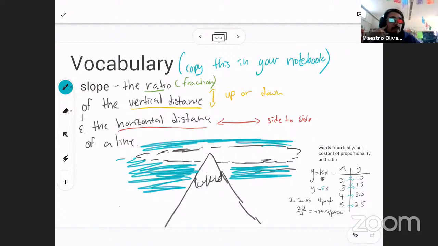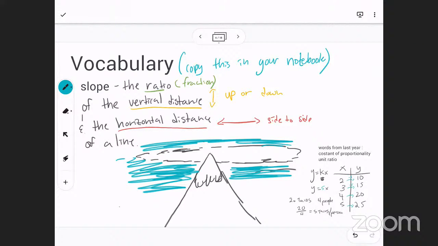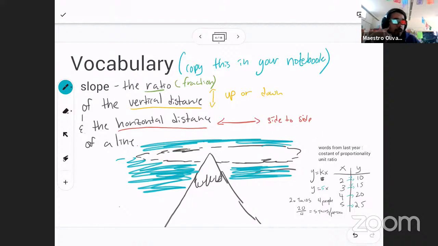Has anybody ever been to a mountain? Nope. You haven't? Yeah. Some of you have? Okay. Some of you have gone to a mountain. Has anybody gone to like Tahoe or like where the mountains are with snow? Igual que la de Fortnite.